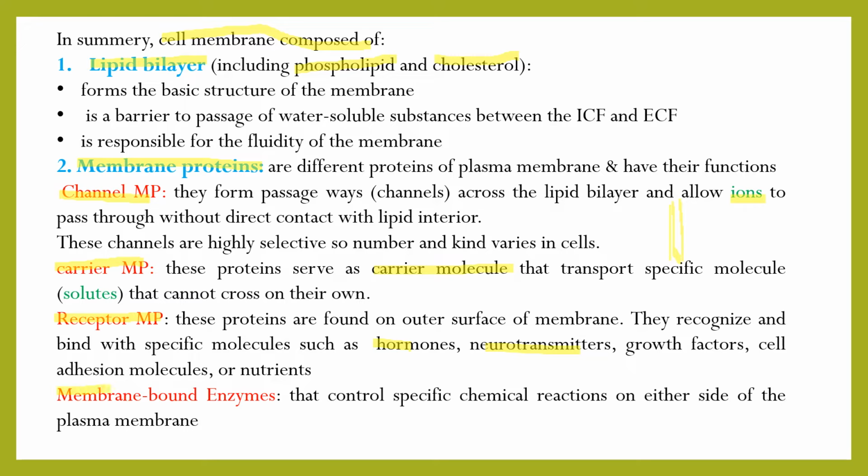The other molecule is membrane-bound enzymes. There are enzymes found on either side of the cell membrane. This is to catalyze any chemical reactions carried out on either side of the membrane. Therefore, these are enzyme types. They are protein types. As you know, all enzymes are proteins. Therefore, they catalyze different chemical reactions on either side of the plasma membrane.